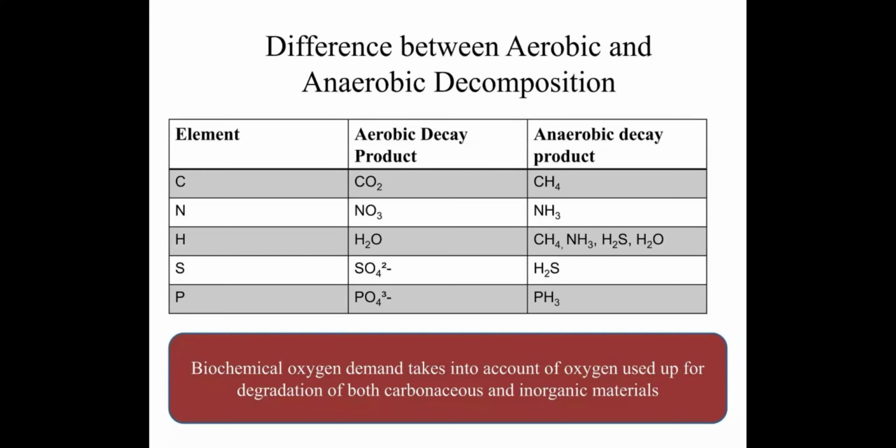So please note down this. You have to understand the terms. What's the meaning of aerobic and anaerobic? You write the elements C, N, H, S, P and the aerobic decomposition products like this. Anaerobic means the carbon reacts with hydrogen and creates methane. Normally you know methane is what we use as LPG gas. N reacts with hydrogen to form ammonia.